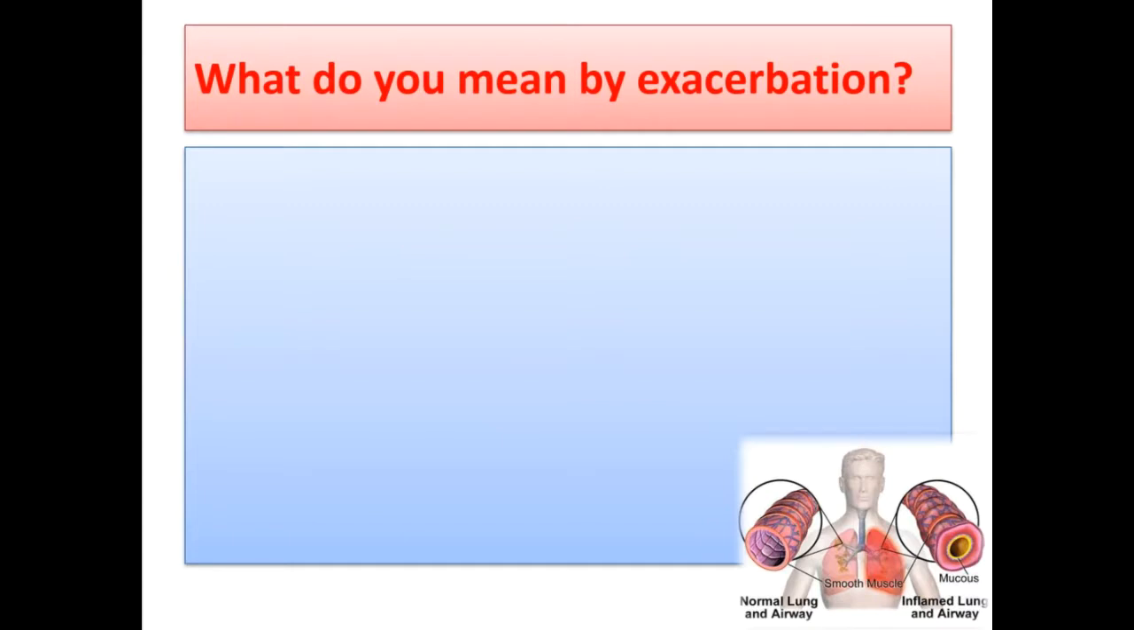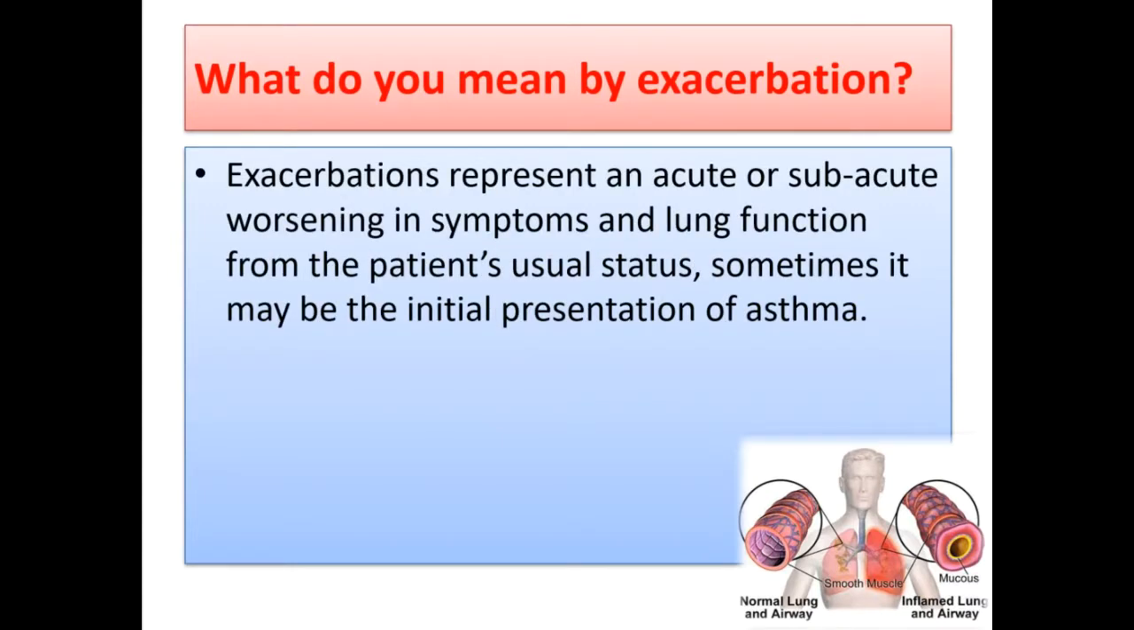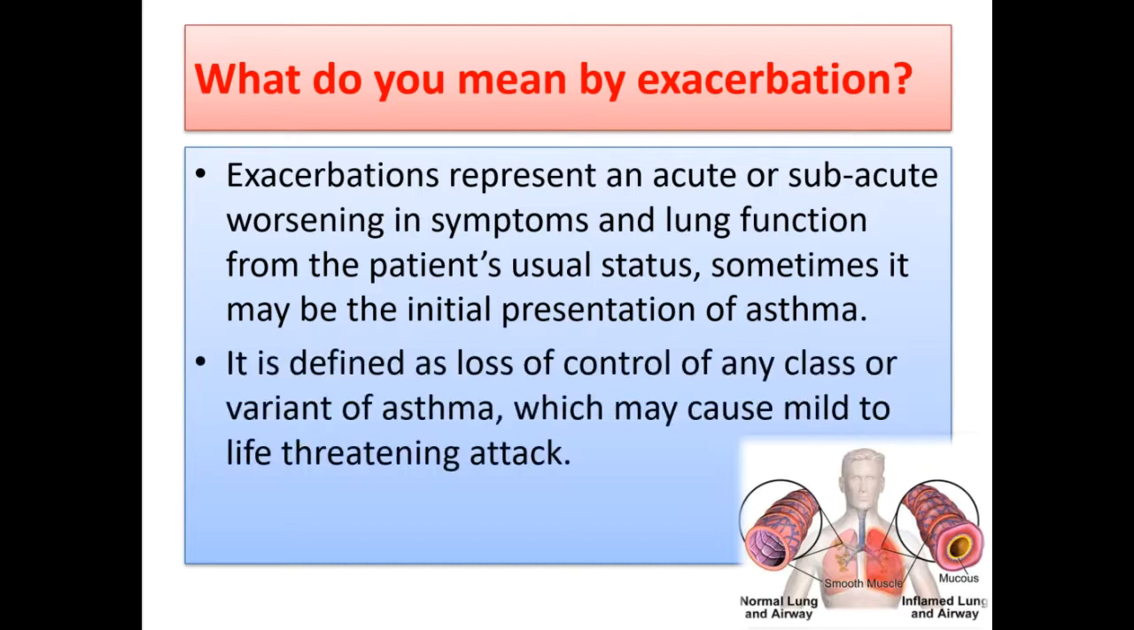What do you mean by exacerbation? Exacerbations represent an acute or subacute worsening in symptoms and lung function from the patient's usual status. Sometimes it may be the initial presentation of asthma. It is defined as loss of control of any class or variant of asthma, which may cause a mild to life-threatening attack.